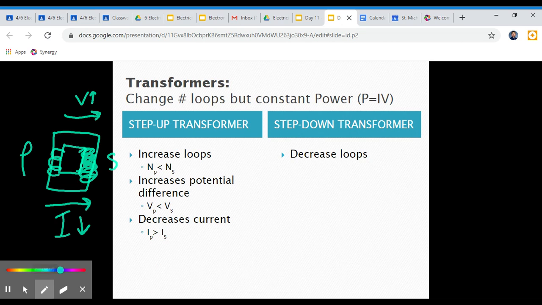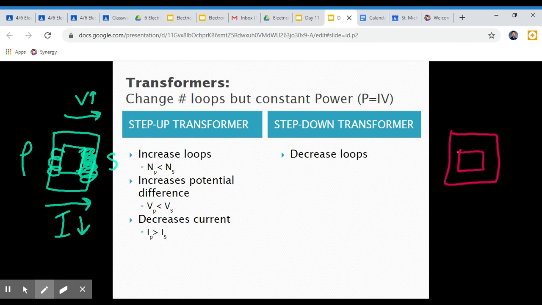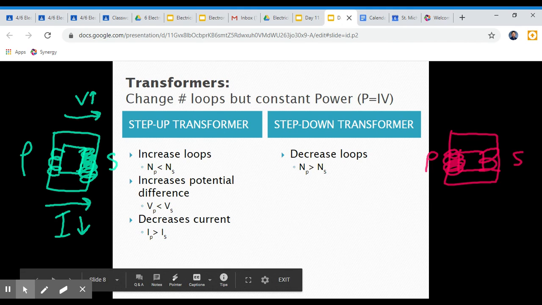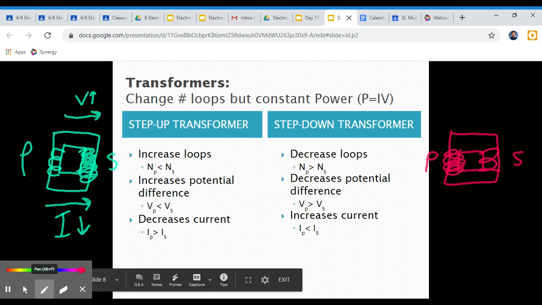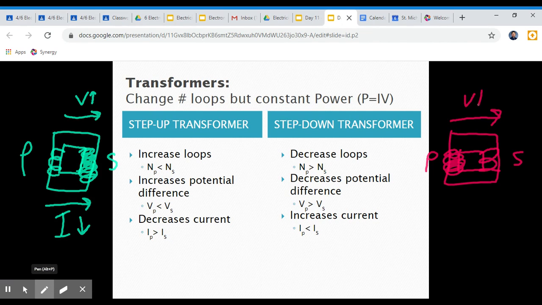And then for step down, everything's just going to be the exact opposite. With a step down transformer, we're going to have a decrease in loops. So in my primary, I'm going to have a lot of loops, and then in my secondary, I'm going to have very few loops. Exact opposite for voltage and for current as well. So now as we go from left to right, we have a decrease in voltage.